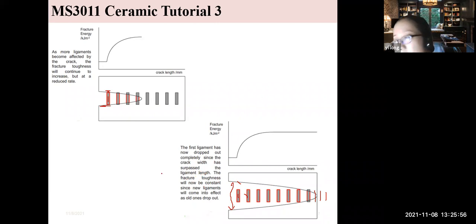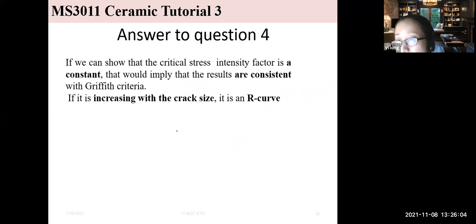So if you really want to use animation to help you understand what the R curve is, more or less this is a good way to understand it. If we go back, if the critical stress intensity factor is a constant, it's Griffith's. If it's increasing with crack size, it's an R curve. So this is the principle, very simple.